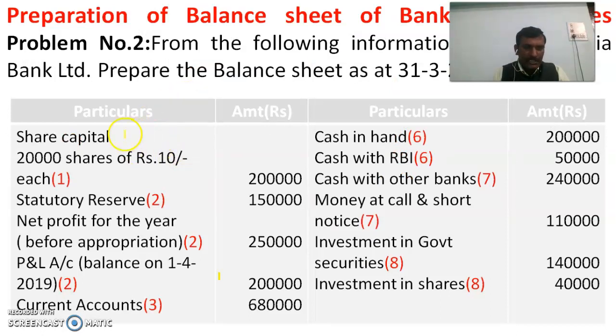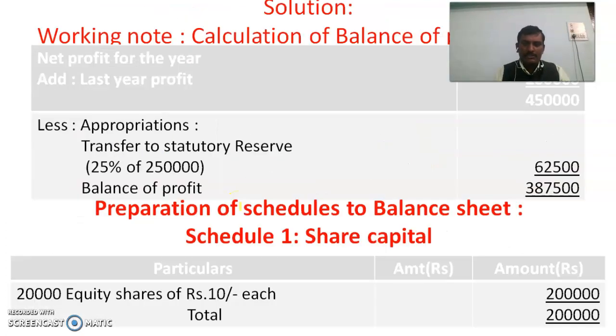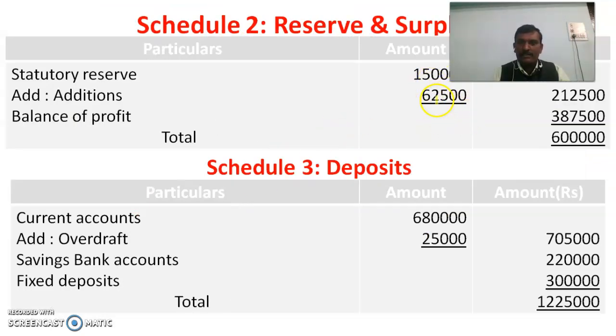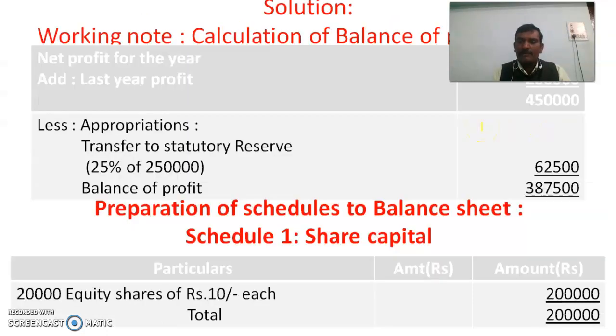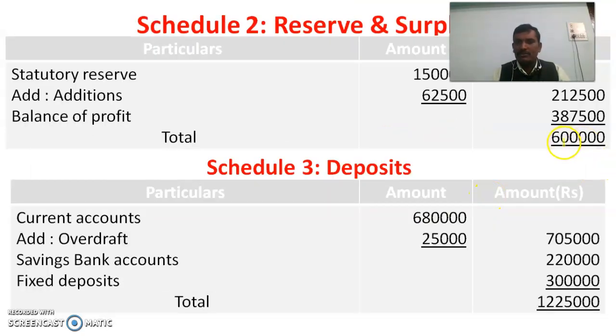Just look over the balances in the problem. Here statutory reserve is given. The second item is the opening balance, which is 1,50,000. That 1,50,000 is to be taken here, and to that we have to add additions during the year. Then we will get 2,12,500. And now we have to add the balance of profit which was found in working note number 1 here, 3,87,500. Then we will get the total of reserves and surplus, that is, the total of schedule number 2 is rupees 6 lakh. And now schedule number 3 is related to deposits.